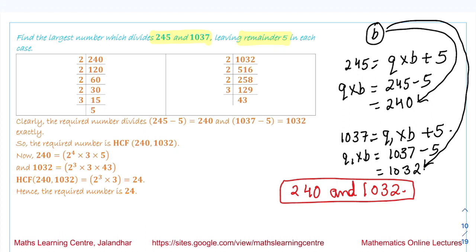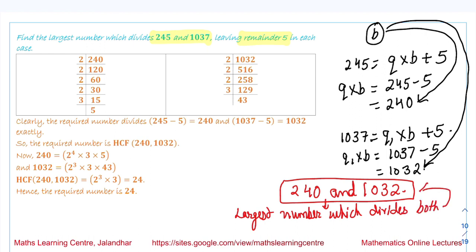We have to find the largest number which divides both 240 and 1032, and this is the definition of HCF. It means we have to find the HCF of 240 and 1032.